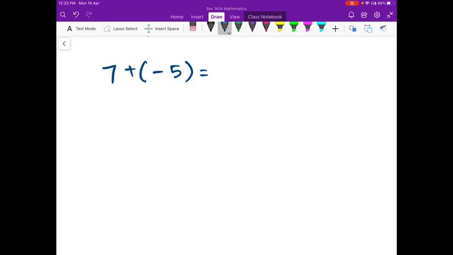Yes, but what is the answer to this? Yes, this is minus, so we have 7 minus 5 and we get 2. Yes? No, I don't think you can apply any of those to this already. Okay?